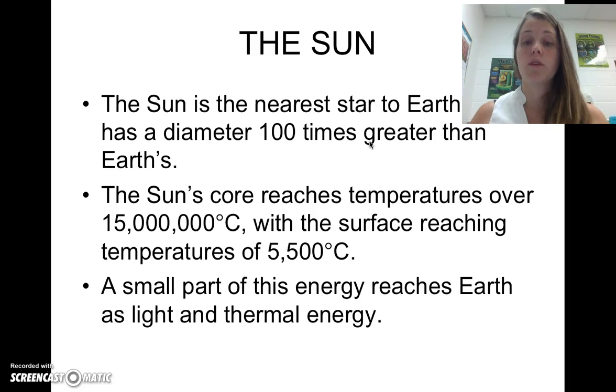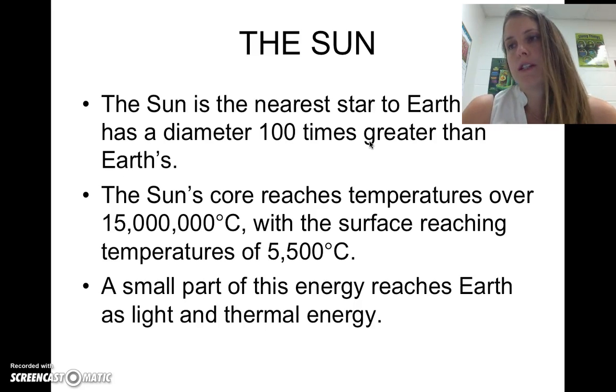The sun's core, so inside of the sun, reaches over 15 million degrees Celsius, and the surface reaches 5,500 degrees Celsius. It is a huge, immense amount of energy.